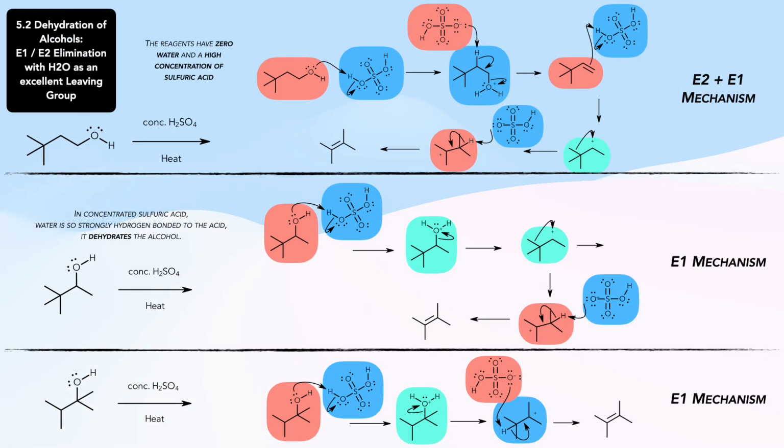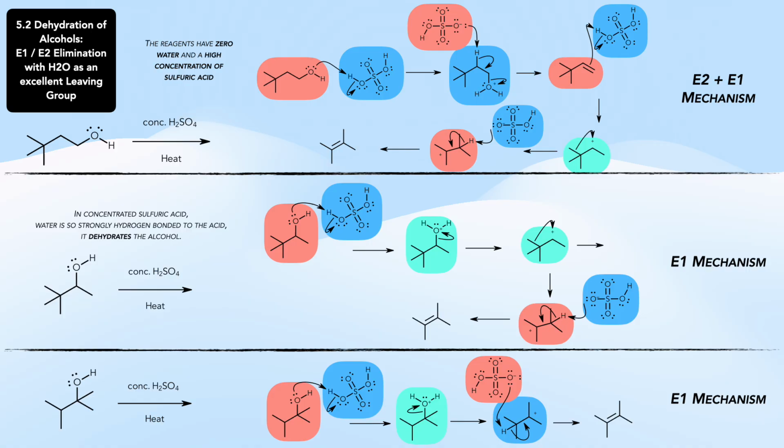In contrast to the acid-catalyzed addition of water, we can place alcohols in concentrated sulfuric acid with heat and dehydrate the alcohols. Dehydration of alcohols with a strong acid introduces a new element. Water becomes an excellent leaving group under protonation, and with heat, either E1 or E2 pathways are open to us.